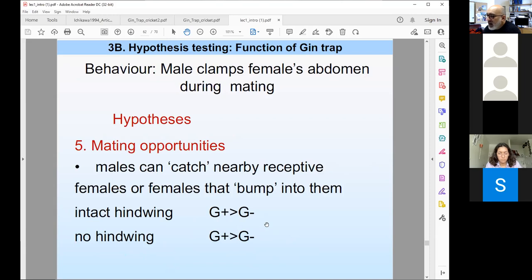And finally, mating opportunities. This idea means simply that males can catch nearby receptive females whenever females sort of bump into them. And they're using it as a way to latch on to females when they come by.